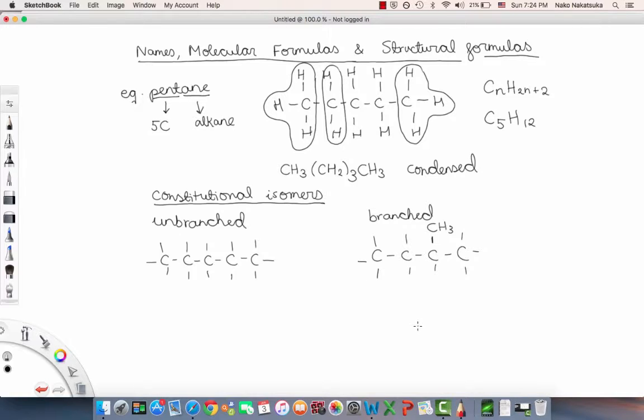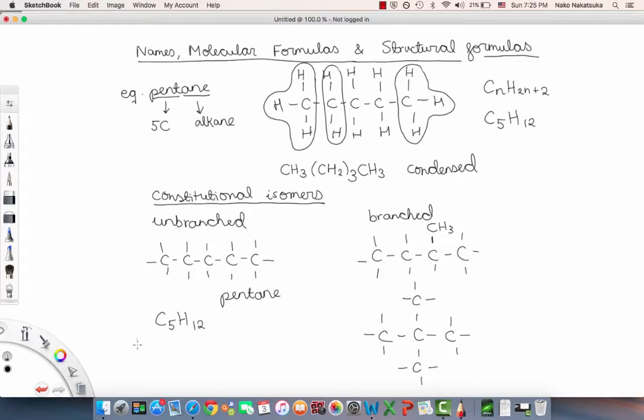Another way we could branch this pentane molecule is by doing this. Carbon, carbon, carbon, carbon, carbon. So now again we have 5 carbons and we have 1, 2, 3, 4, 5, 6, 7, 8, 9, 10, 11, 12 hydrogens. So these all have the exact same molecular formula of C5H12, but the way the atoms are attached is different, so they're all called constitutional isomers. By using the IUPAC rules, we can now figure out how to name these different molecules. In this case, we have the simplest pentane molecule.